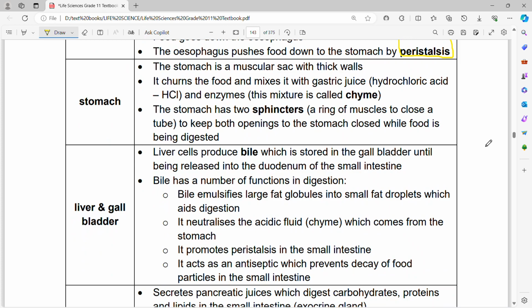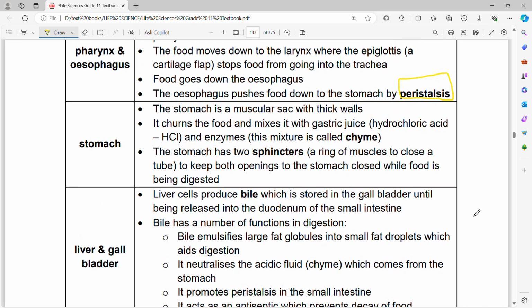What happens in the stomach? It is a muscular sac with thick walls. It has hydrochloric acid, also known as gastric acid, and enzymes, and it will churn food and mix it with gastric acid, and the thing that will come out is your chyme. Then the food will turn into a mixture called chyme, with all the hydrochloric acid and enzymes being mixed up with the food for the food to be broken down.